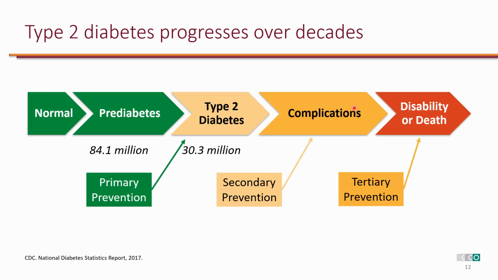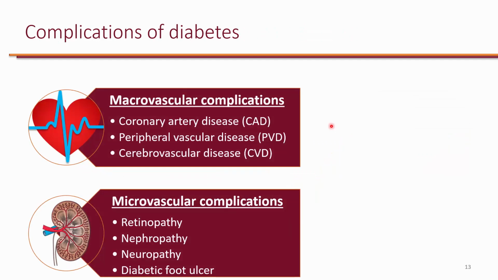Now let's talk about patients with type 2 diabetes. Once someone has type 2 diabetes, we want to make sure that we prevent some of these complications. These complications include macrovascular and microvascular complications. Macrovascular complications are coronary artery disease, peripheral vascular disease, and cerebrovascular disease. Microvascular are retinopathy, nephropathy, neuropathy, and diabetic foot ulcer.